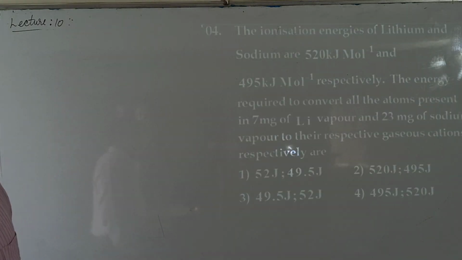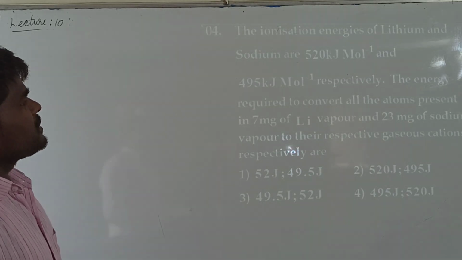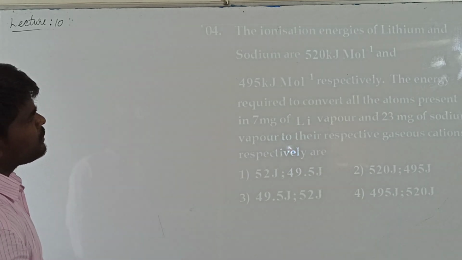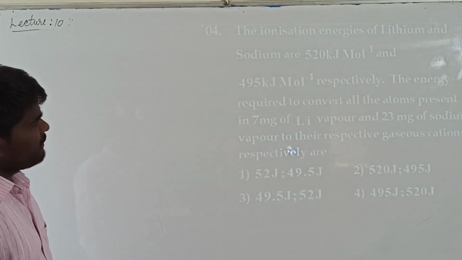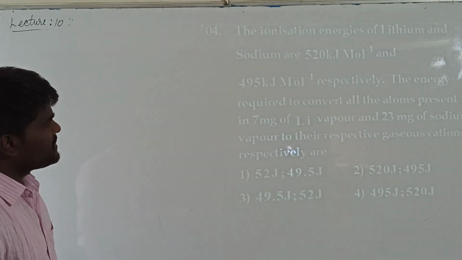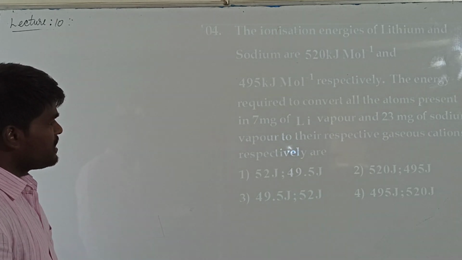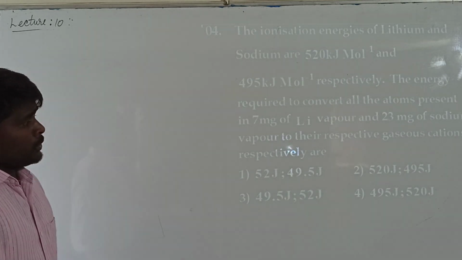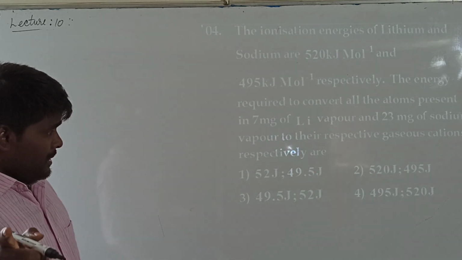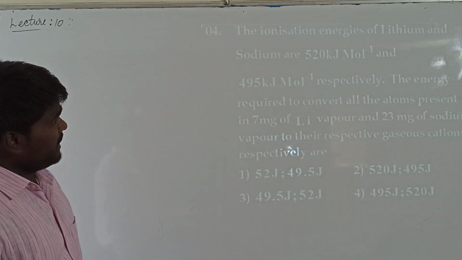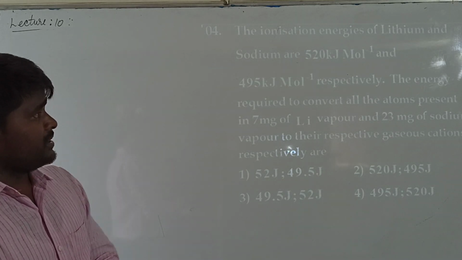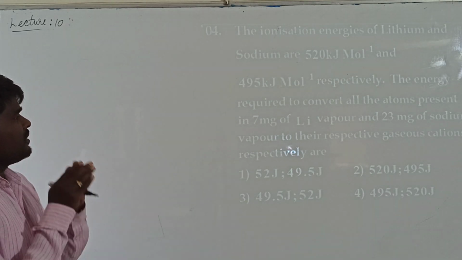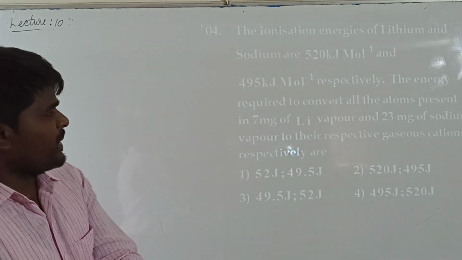Here comes our next question. The ionization energies of lithium and sodium are 520 kilojoules per mole and 495 kilojoules per mole respectively. The energy required to convert all the atoms present in 7 milligrams of lithium vapor and 23 milligrams of sodium vapor to their respective gaseous cations. Here he has given the first ionization energy of lithium as well as sodium. How much are they? 520 and 495 kilojoules respectively.